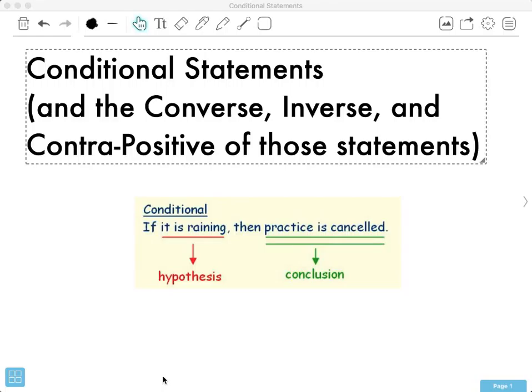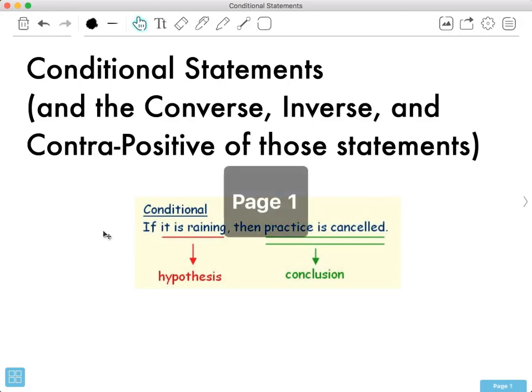This video is intended for students in Applied Math 40S who are taking their logical reasoning unit. And in this video we're going to look briefly at conditional statements, what they are and how to write their converse, their inverse, and the contrapositive of those statements.